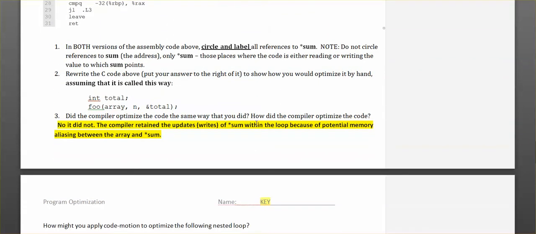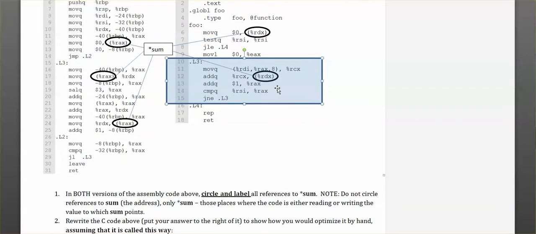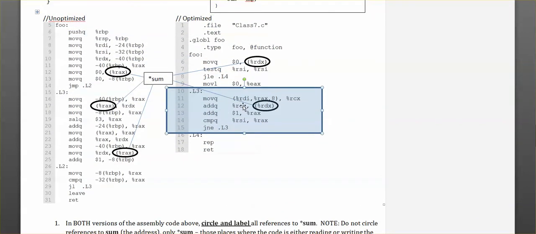Okay. So the compiler retained the updates of *sum within the loop because of the potential memory aliasing between the array and sum. Now it's possible that you could use a hybrid approach. If the compiler had a higher level of optimization, it might accumulate in a temporary and then only do writes to RDX indirectly, so that it would just do a move after accumulating. That would avoid the additional read from RDX each time around.